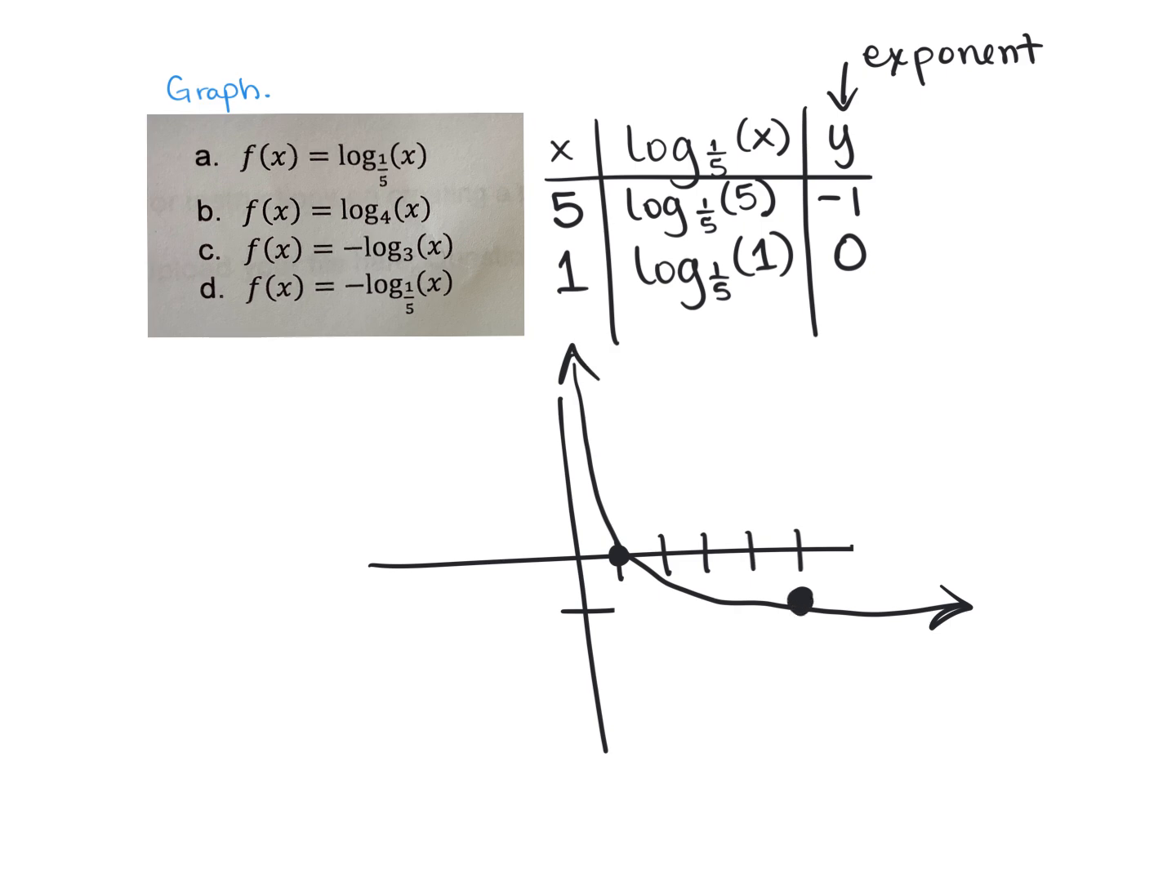Now, if I look, that took care of this first one. So if I look at D, this is going to be that graph reflected across the x-axis, which is going to keep this point where it is, and then this one won't be at 5, -1, it'll be up here at 5, +1. So that graph will do that.